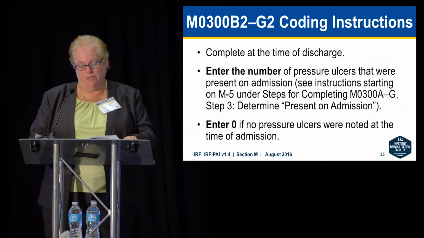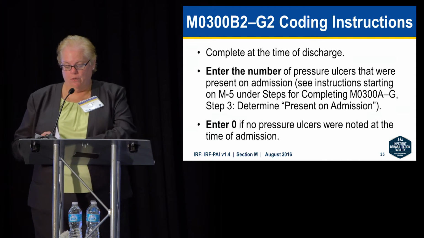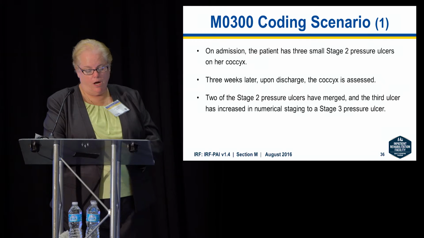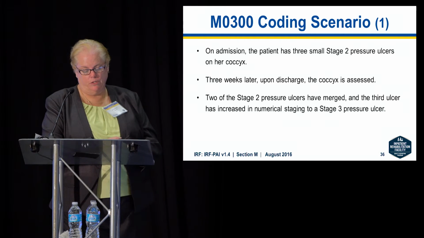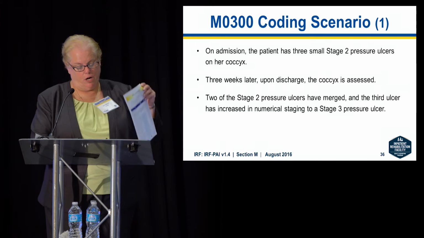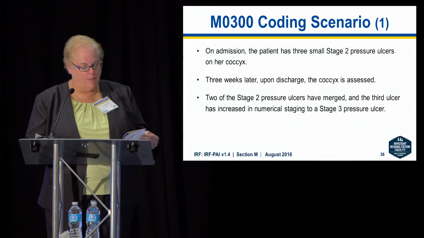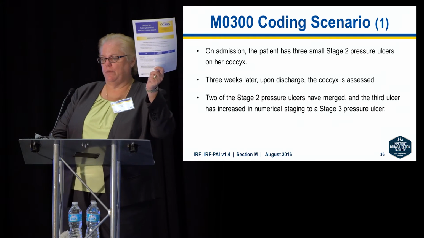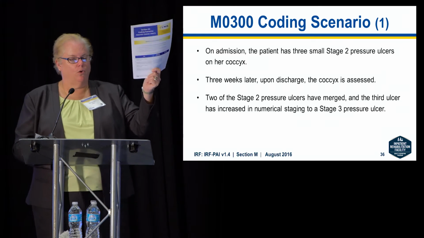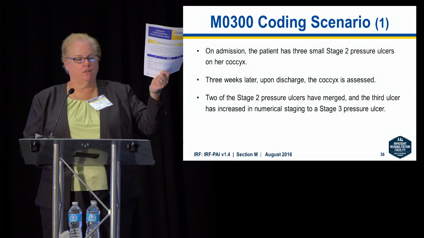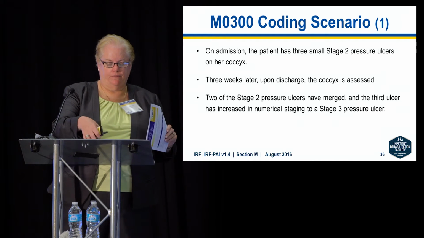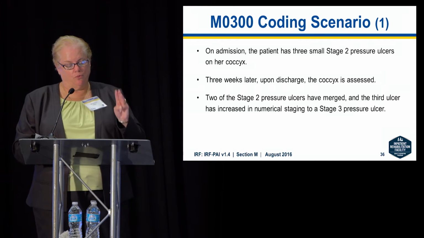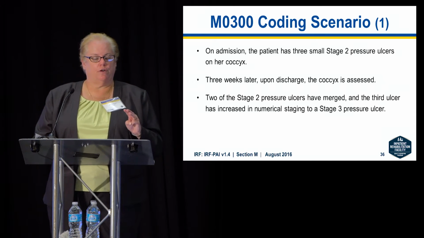And we're going to go through some of the examples here. So we have a coding scenario. On admission, the patient has 3 small stage 2 pressure ulcers on her coccyx. If you take out your Section M coding scenarios practice coding sheet, and for those on streaming video, if you pull this out, work this along with me, and let's code this as we go through this scenario. All right, so on admission, the patient has 3 small stage 2 pressure ulcers on her coccyx.